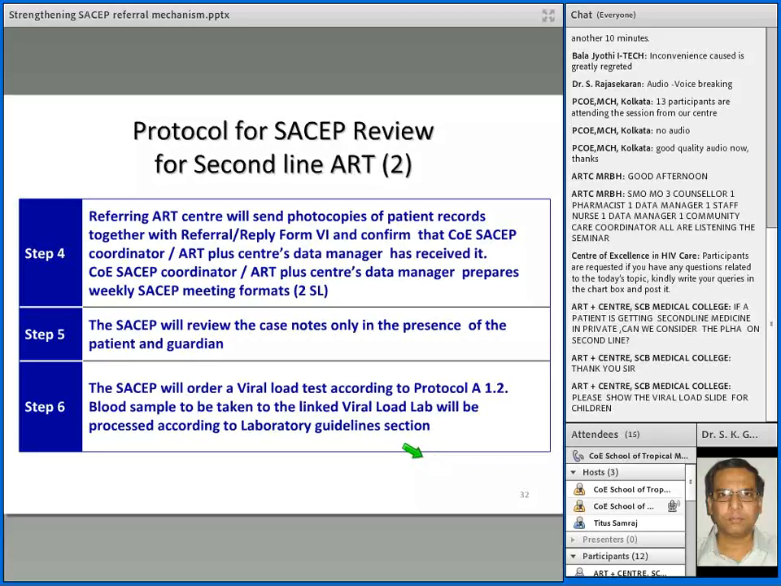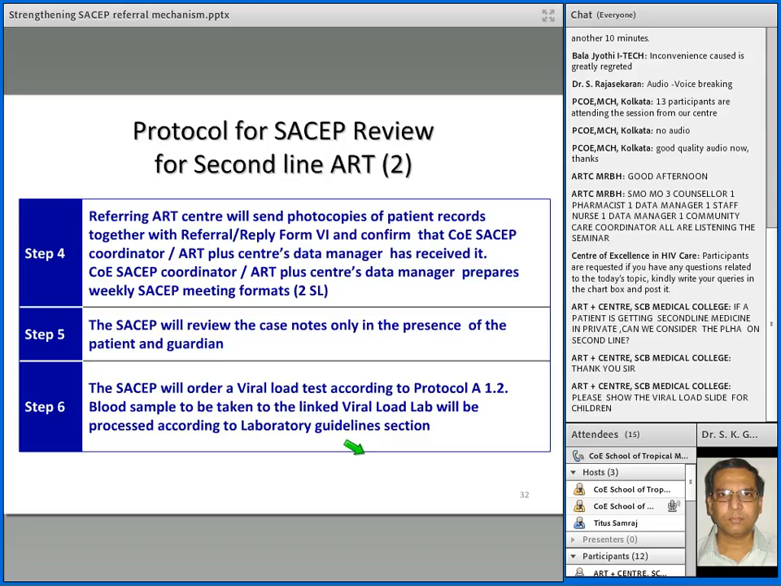Upon approval for Lamivudine based regimen, and for all other referrals, the patient needs to be there at the SACEP meeting with the guardian. The SACEP will order a viral load test according to protocol A 1.2. Blood samples are drawn by the laboratory technician of the COE. The sample is to be transported to the viral load laboratory and processed according to the laboratory guidelines. Basically, our institute, the School of Tropical Medicine, has been linked with the ICMR at the ID hospital, city of Kolkata, where samples are being sent.